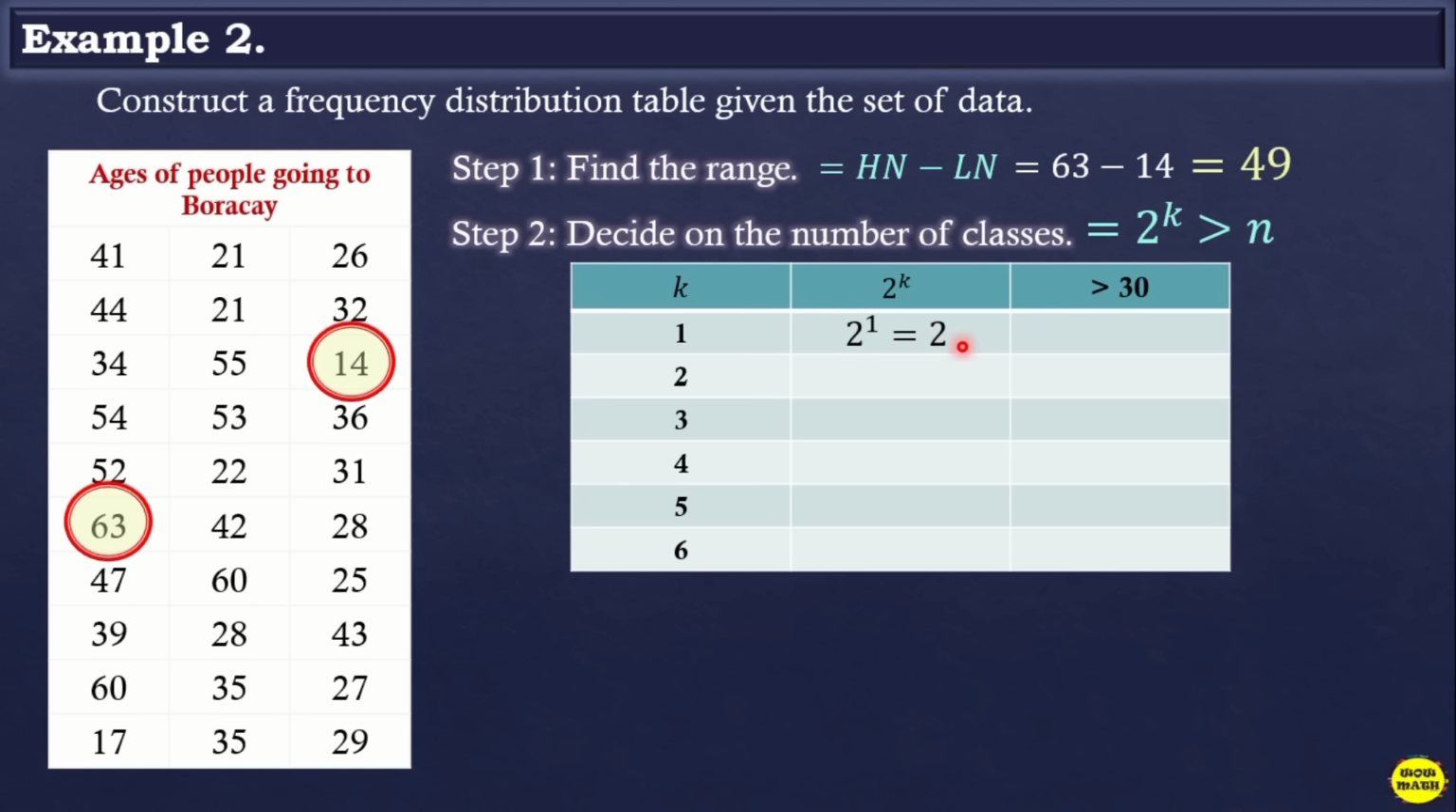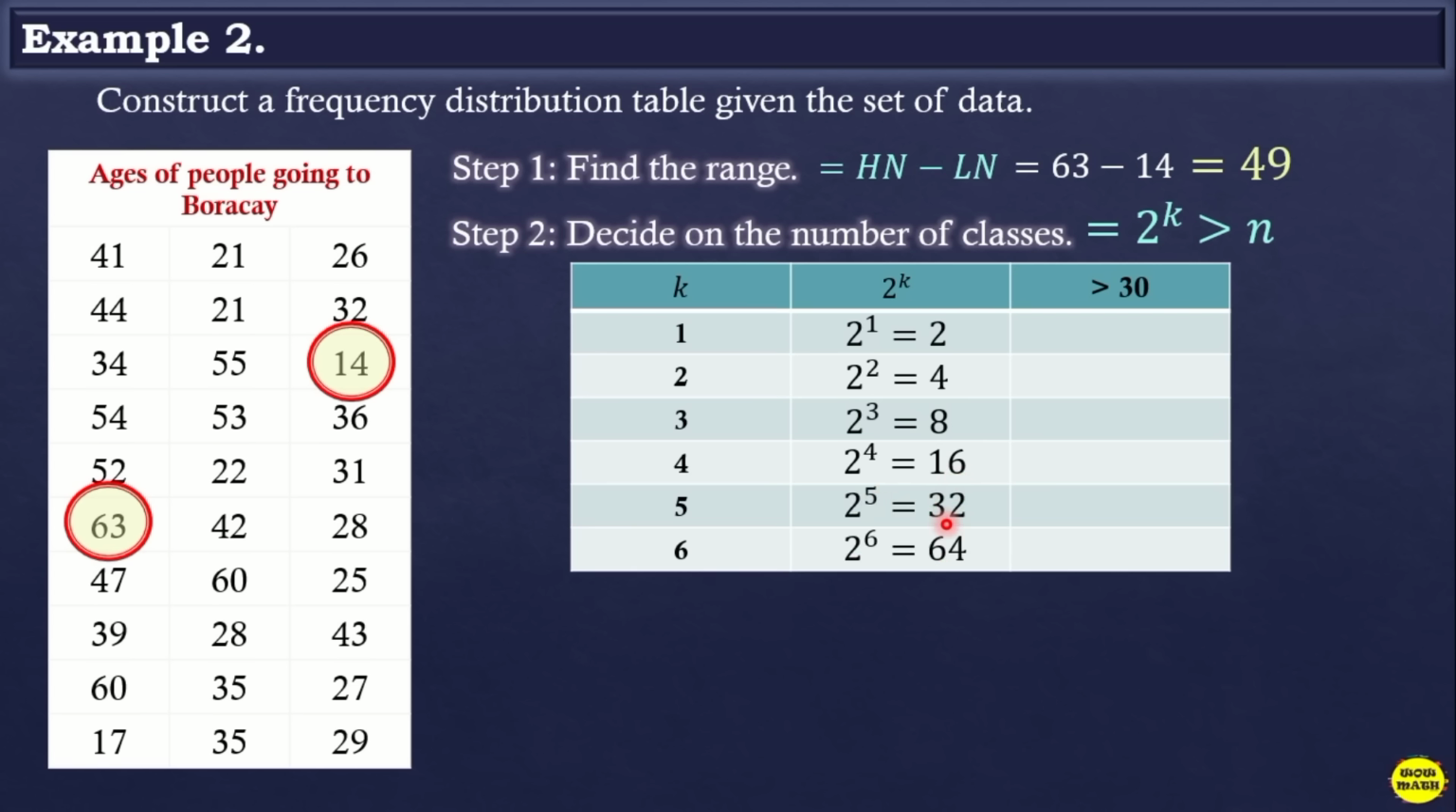2 raised to 2, 2 times 2, that is 4. 2 raised to 3, so 2 times 2, 4 times 2, 8. 2 raised to 4, and then 8 times 2, 16. And then 16 times 2, kasi 2 raised to 5 na 32, and then 64.